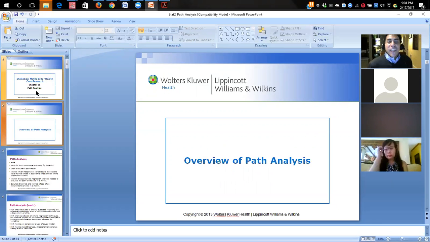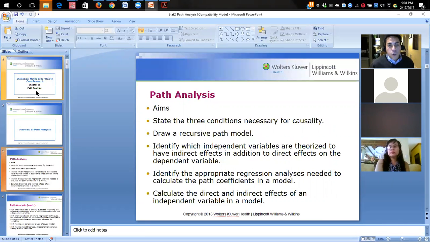So anyway, let's go to path analysis and what's an overview of path analysis. These are our aims: that we should be able to state the three conditions necessary for causality, which we already covered in structural equation modeling.